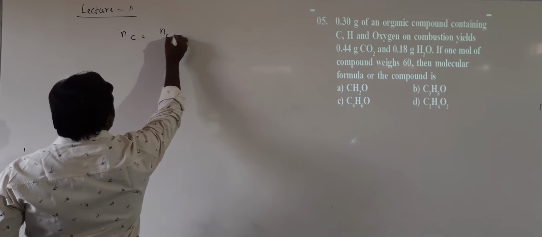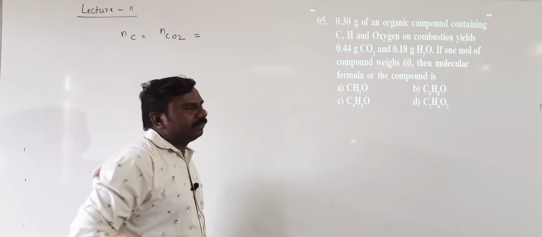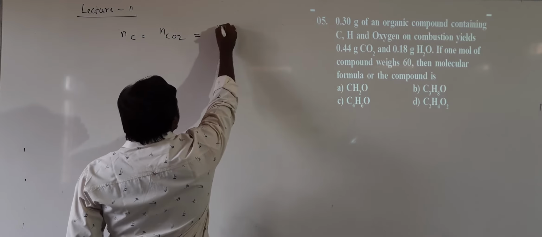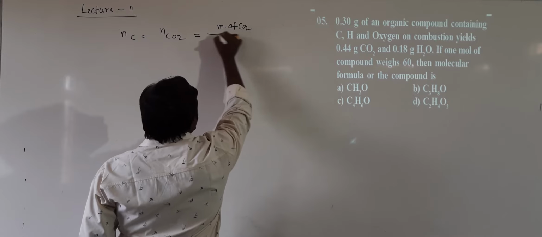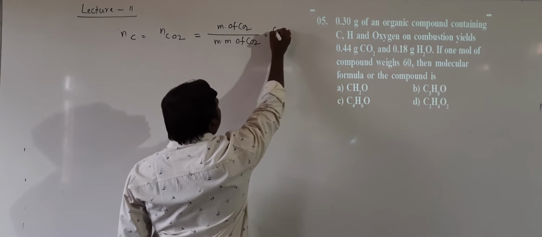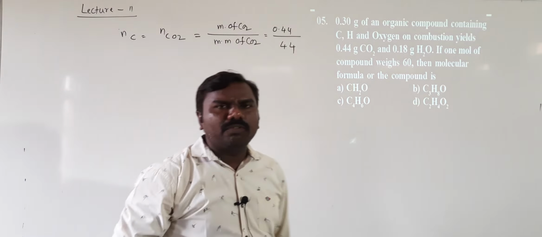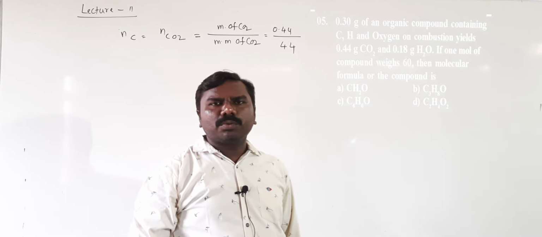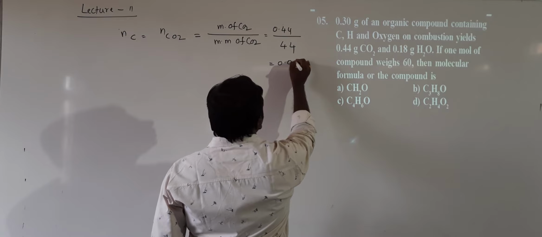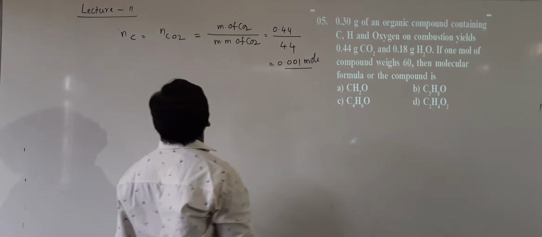Number of moles of carbon equals number of moles of CO2. CO2 indicates carbon. Number of moles equals mass of CO2 by molar mass of CO2. Mass given is 0.44 by molar mass of carbon dioxide, which is 44: carbon 12 grams, 2 oxygens 32. On solving this you will get 0.01 moles of CO2.